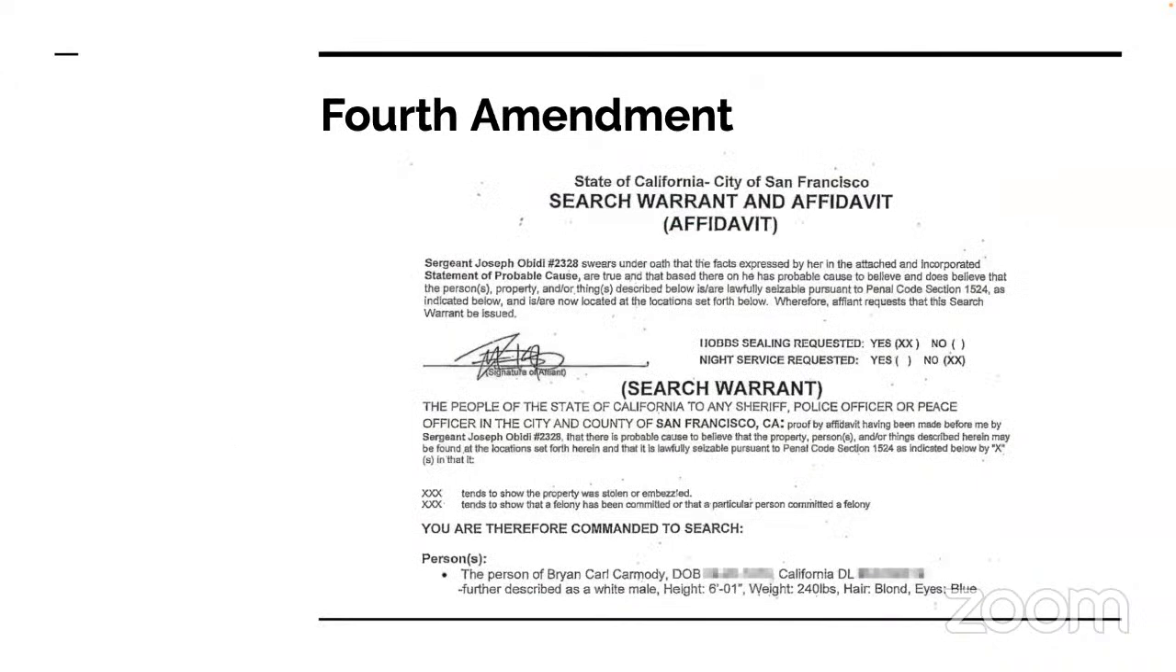The Fourth Amendment. The Fourth Amendment reads, the right of the people to be secure in their persons, houses, papers, and effects against unreasonable searches and seizures shall not be violated, and no warrants shall issue but upon probable cause, supported by oath or affirmation, and particularly describing the place to be searched and the persons or things to be seized.